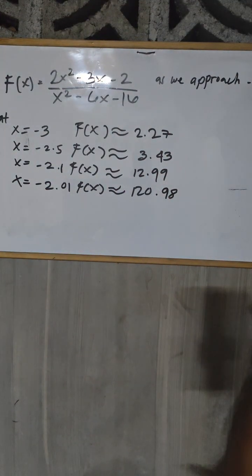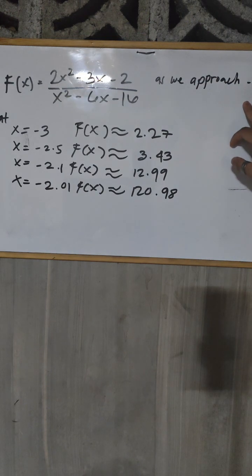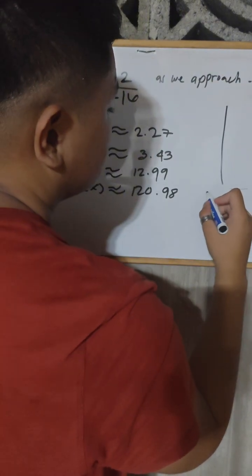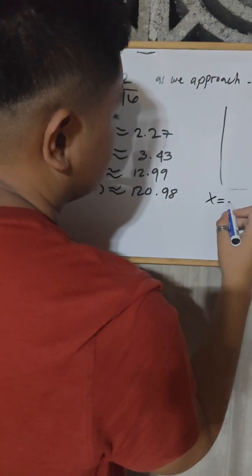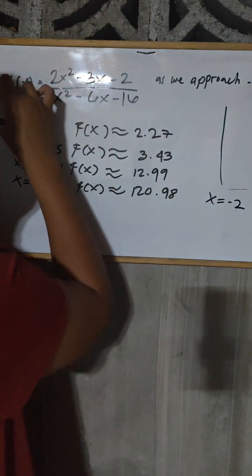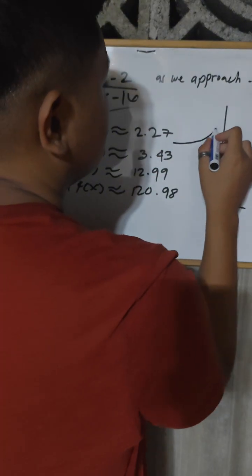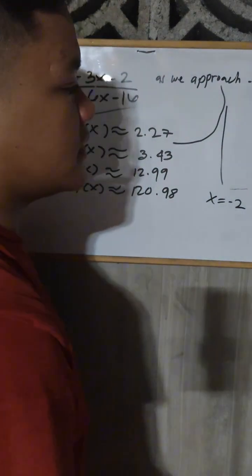Now, you can see the values blowing up, getting really large. That tells us the function is going toward infinity as we get closer to negative 2. Now, graphing it confirms how it approaches infinity. Because if we graph it, let's say for example, imagine this line as x is equal to negative 2. If we graph this with these values, it's going to look something like this, all the way toward infinity.